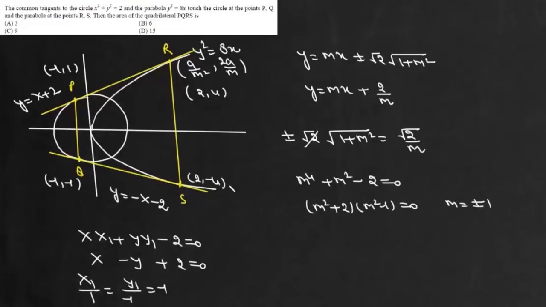Now we have to find area of this trapezium. Area of this trapezium is given by 1 by 2 sum of parallel sides. Now this is 2 and this is 8, so there will be 10 into this perpendicular, and this perpendicular is simply 3. So this area is 15 square units. So the correct option is this option D.